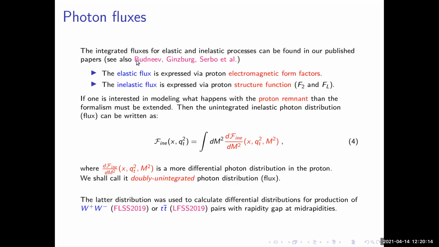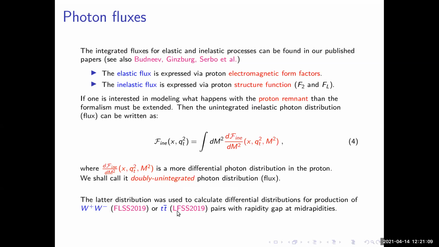This method was proposed by Budnev, Ginzburg, Meledin, and Serbo, really long ago. In this approach, the elastic flux of photons is expressed in terms of proton electromagnetic form factors, whereas the inelastic flux is expressed in terms of structure functions. Long ago, those structure functions were not extremely well known. Now they have been measured in a broad range of x and Q, so we really know them. This F I called the unintegrated photon distribution, but one can consider even a doubly unintegrated photon distribution, which depends also on the mass of the remnant. In the full calculation, I will use these doubly unintegrated photon distributions.